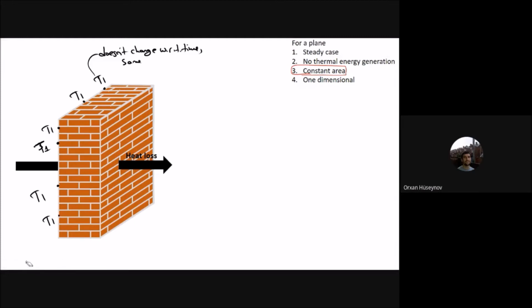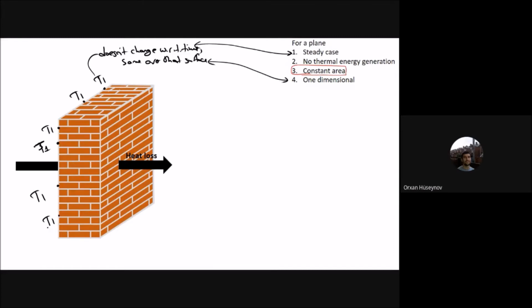It is the same over that surface. Here you always have T1 everywhere on that surface, and that T1 is constant and doesn't change with respect to time. This part, where it doesn't change with respect to time, is about the steady case, and being the same over that surface is all about one-dimensionality.